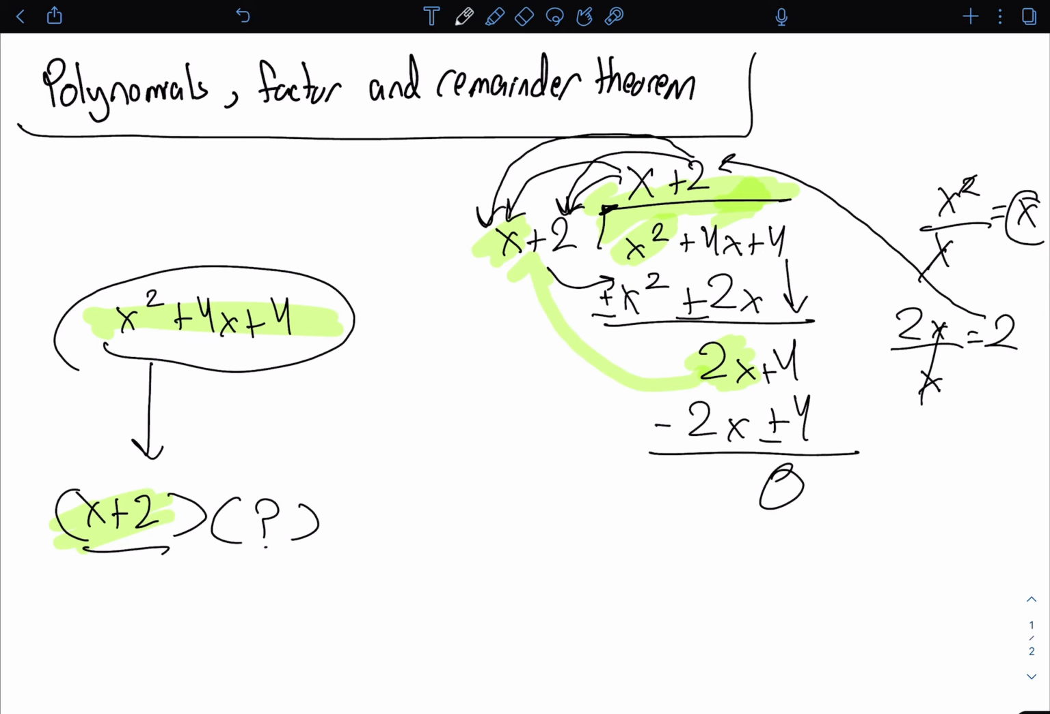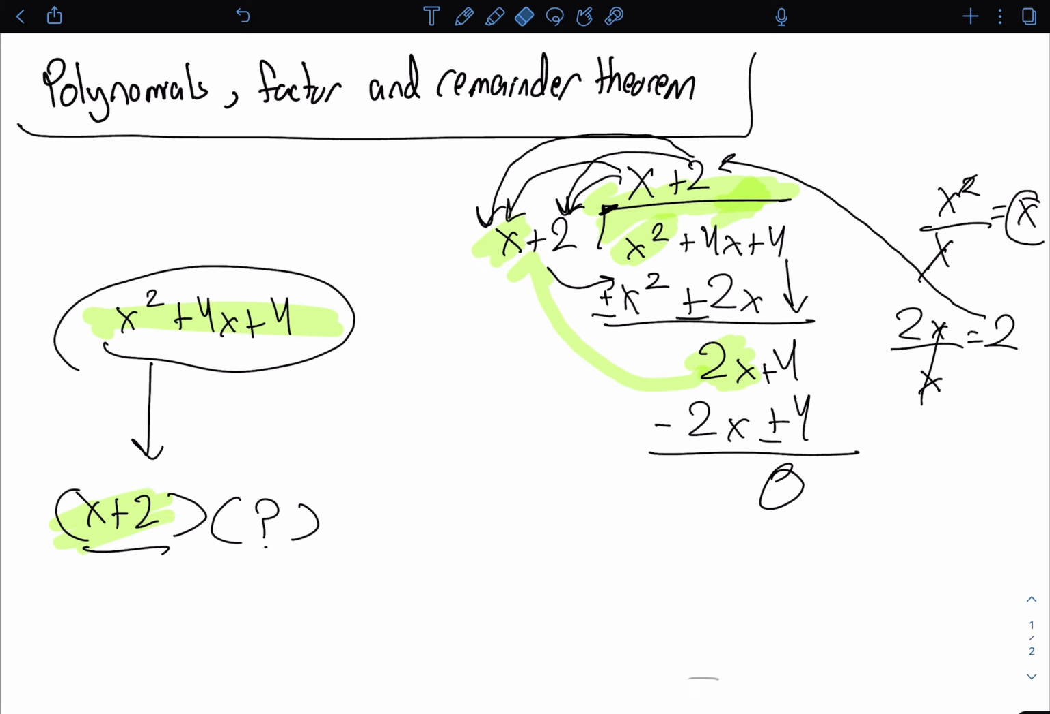So also you should know that when you divide something, and when the remainder is 0, that means it's a perfect factor. When the remainder is 0, it's a perfect factor. Remember when you divided 6 by 3? We managed to get remainder of 0. That shows that this and this, they're perfect factors of this number. So we now know that the other factor of the number is x plus 2.